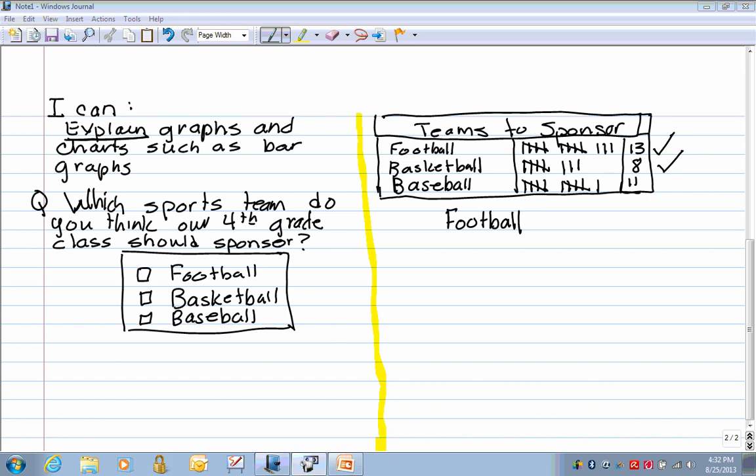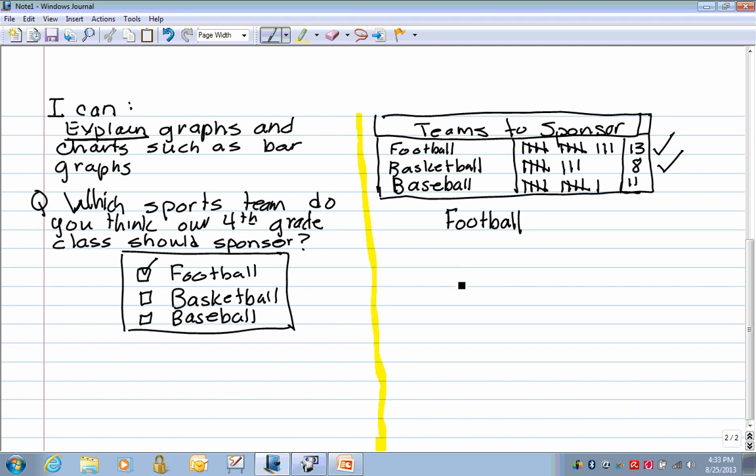So Patriots, what we just did is we took a survey. We represented our data by tally marks. We added them up, and from our data we were able to decide that football is the sport that our class would sponsor. I can take this same data and I can make it into a graph.